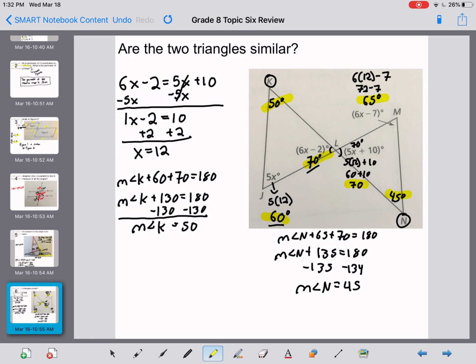So now I look to see if my two triangles have two angles that are the same. They only have one angle that's the same, it's the 70. So the two triangles are not similar.